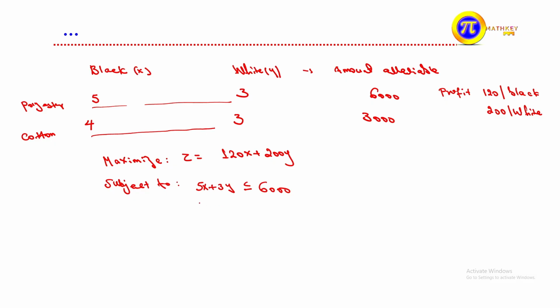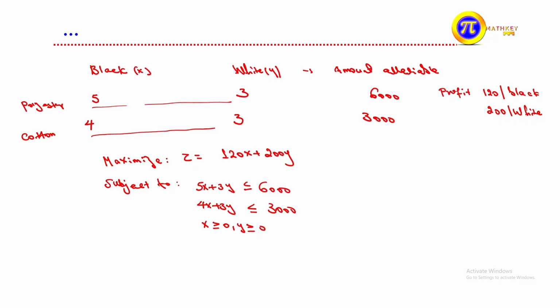Similarly, for the case of cotton, 4 times x plus 3 times y is less than or equal to 3000. Then finally, it produces or may not produce. So x and y must be greater than or equal to 0. There is no negative value for the case of this production real world problem.